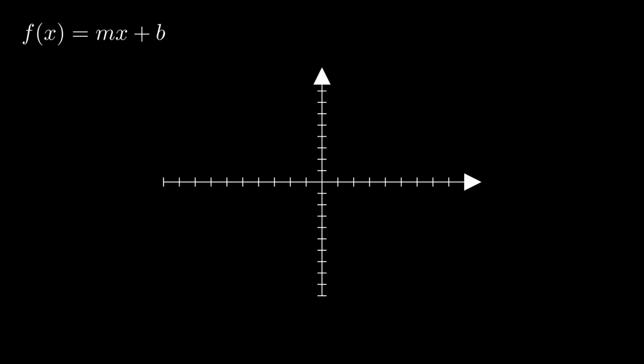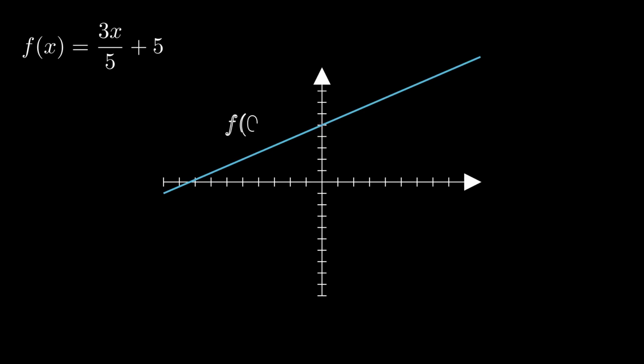Let's take an equation, f of x equals 3x over 5 plus 5. To find the y-intercept, we start by setting x to be 0. After solving the equation, we get the point (0, 5). Likewise, you can also find the x-intercept by setting the y to 0. Going through the same process as before, we get negative 25/3, or approximately minus 8.3.